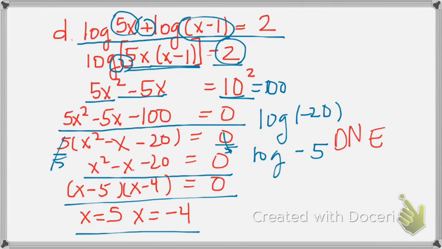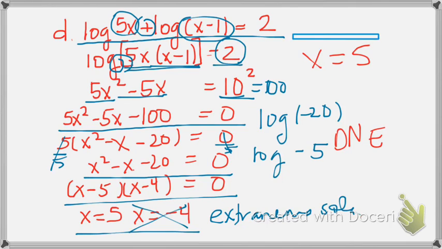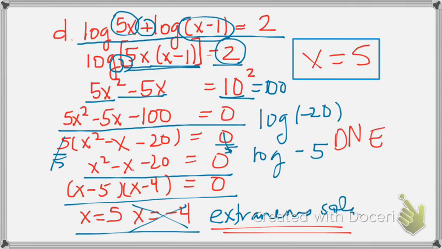So what does that tell me about my solution x is equal to negative 4? It tells me that it is an extraneous solution. And so therefore, the only solution to this problem is x is equal to 5. So keep in mind, when you're working these problems, anytime I have a log, I need to plug it back in to make sure I do not have what we call an extraneous solution. And an extraneous solution is a solution that looks like it might be a solution, but it actually gives values that do not exist.